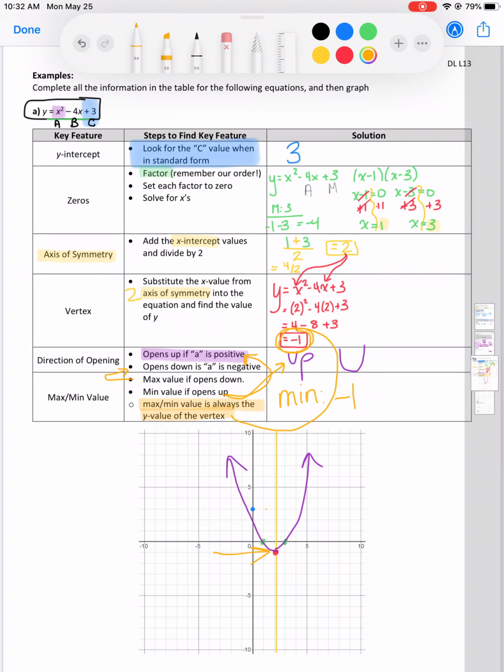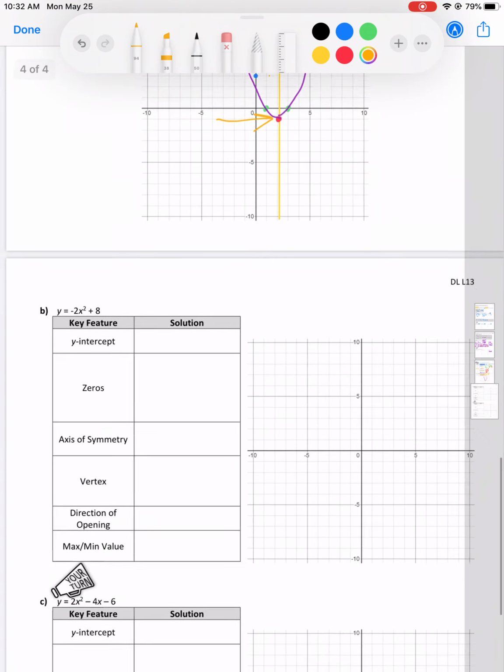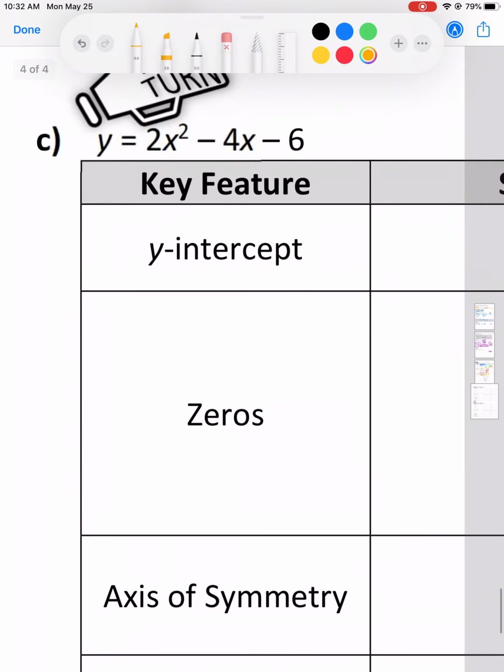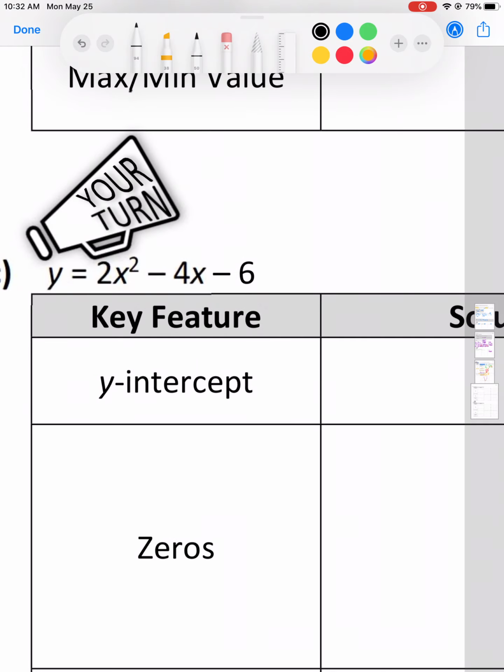So I know it's a bit of work. It takes some time, but that's okay. So I'm going to do the next one with you, and then this next one you can do by yourself. I am going to actually change this one, though, really quick. There. So it said do that one instead, okay?